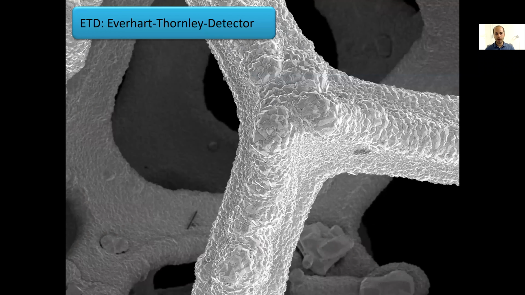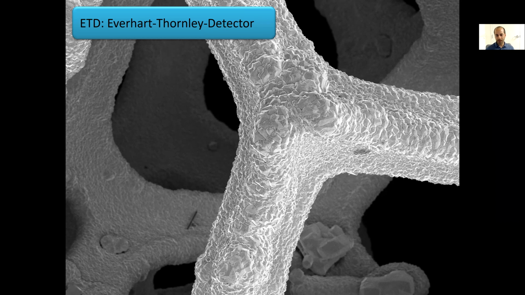So here's an example of the ETD, or the highly directional detector. And we see throughout the image that areas that are facing towards the right of the screen are brighter and areas on the left are darker. And this has to do, again, with the detector being on the right side of the sample relative to this image. So what this allows us to do is determine whether a feature we're looking at is a hill or a hole, or a bump or a hole.